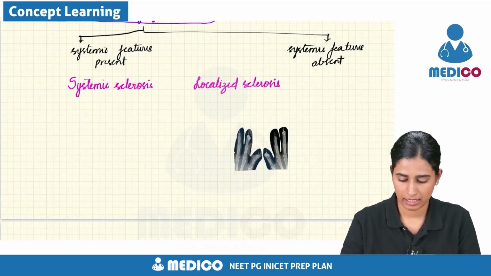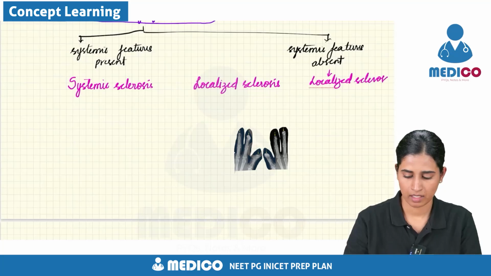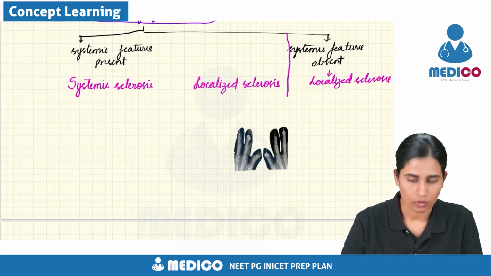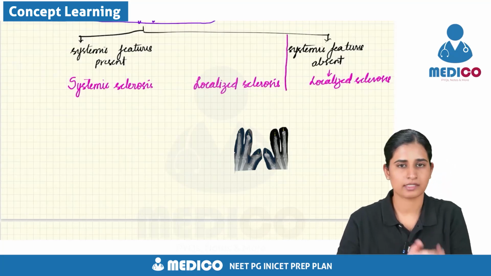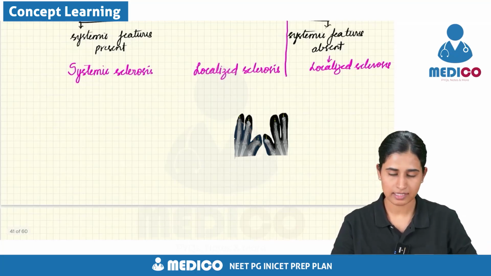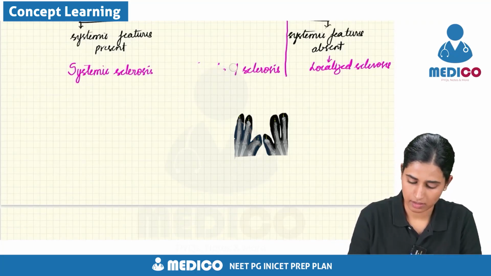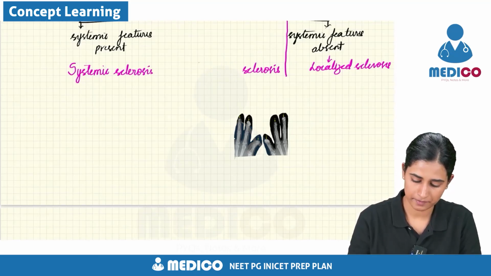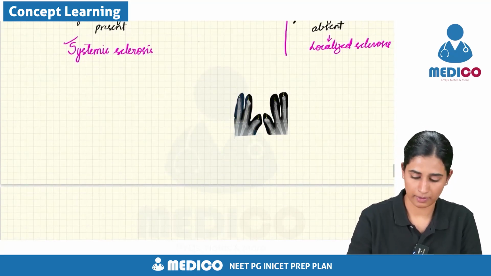If it's absent, it is localized. We are not bothered about the localized sclerosis because that's more benign and that's not a connective tissue disorder. We are bothered about systemic sclerosis. Okay, this is what we are bothered about.